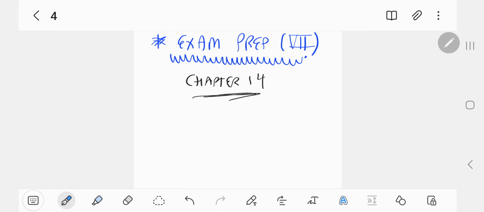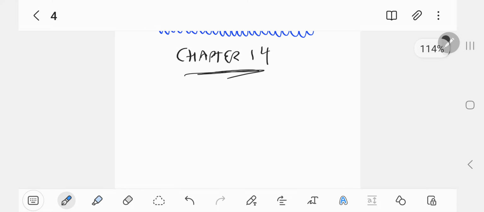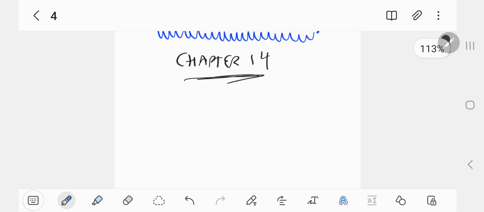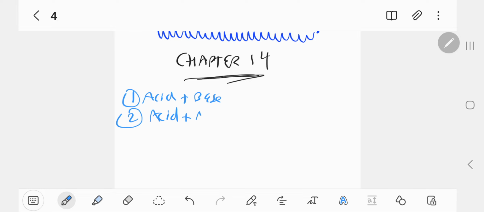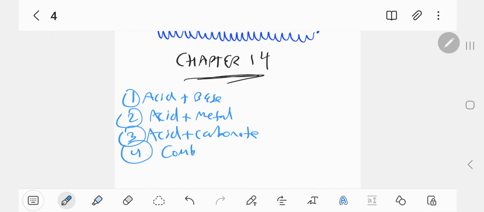Looking at chapter 14. Chapter 14 is all about chemical reactions, and you need to know the main chemical reactions, which are acid-base, acid-metal, acid-carbonate, combustion, and decomposition.